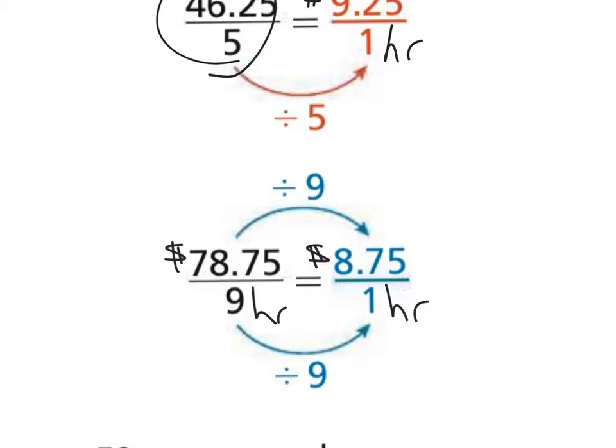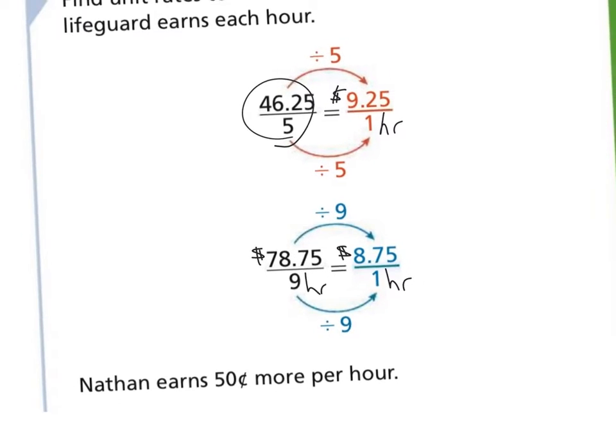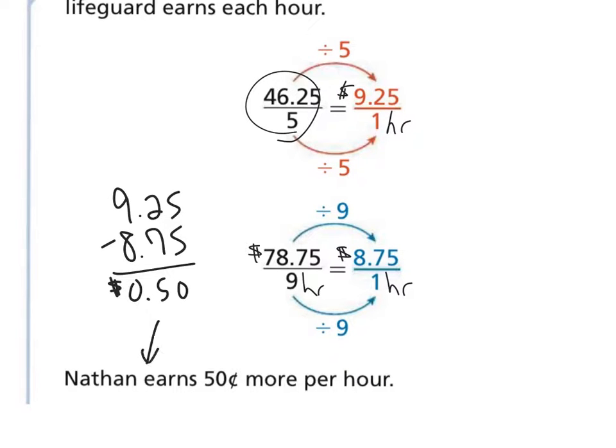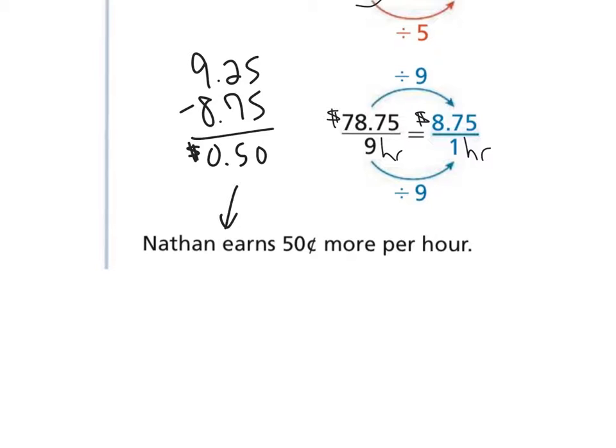And then the question is, who earns more per hour? So we could say by that, $9.25 is more than $8.75, so we could say Nathan earns more per hour. Specifically, if we want to be more specific, we could subtract these. If you subtract these, you'll get 50 cents. And then we could say that Nathan earns 50 cents more per hour.